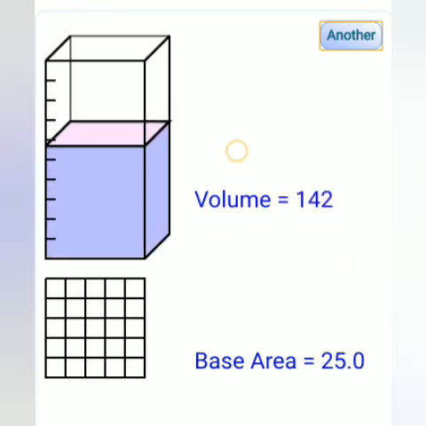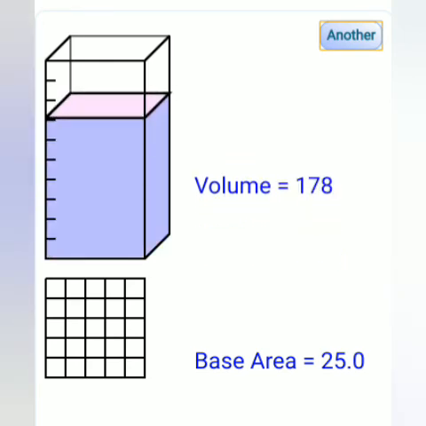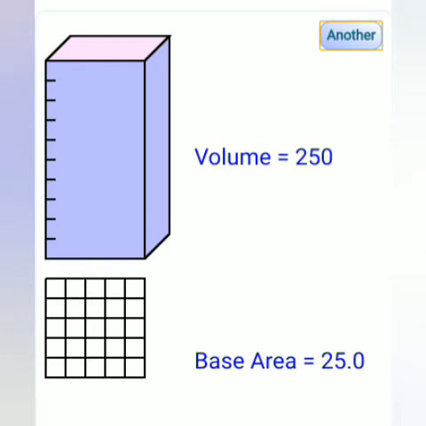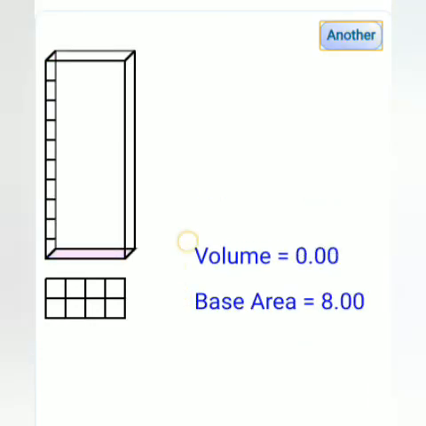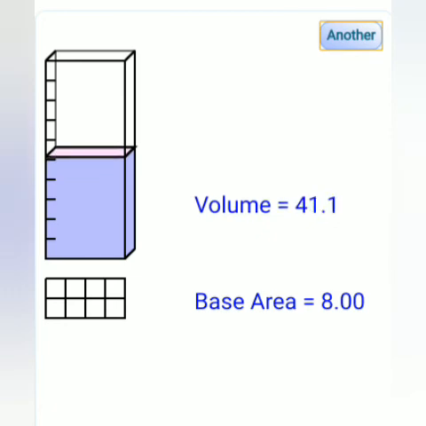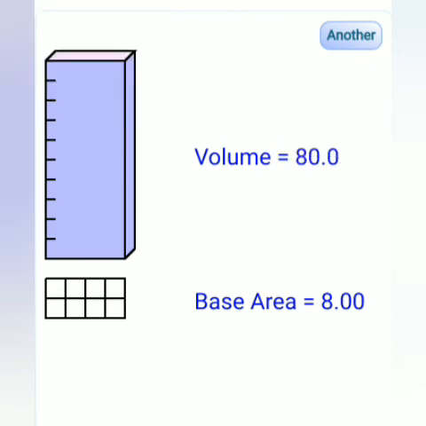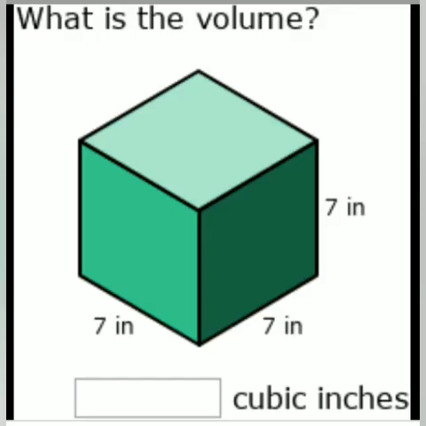Again, some other base area has been taken, like base area 25, and when you multiply it by 10 it becomes 250. So height is 10, base area 25. Here base area 8, height 10, it will become 80. Now if I take height 5, it becomes 40. 5 into 8 is 40, and 10 means 80.